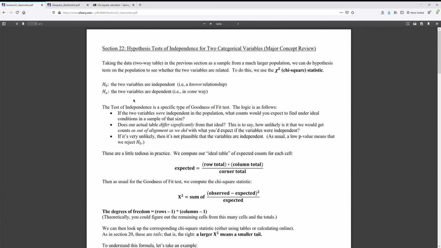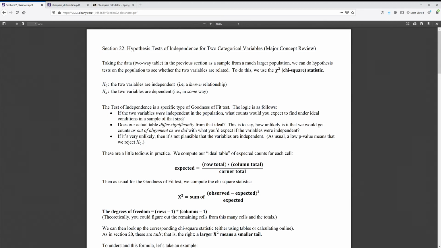In the end, this is a specific type of goodness of fit test. We call it the chi-square independence test, and we think of it as a separate test, but really it's just building on the goodness of fit test in section 20. And I think I've pretty much said all this, but let's just read it anyway. The logic is as follows.